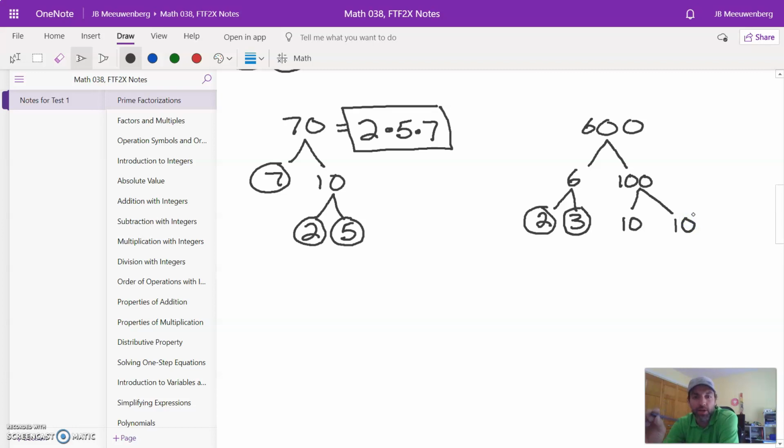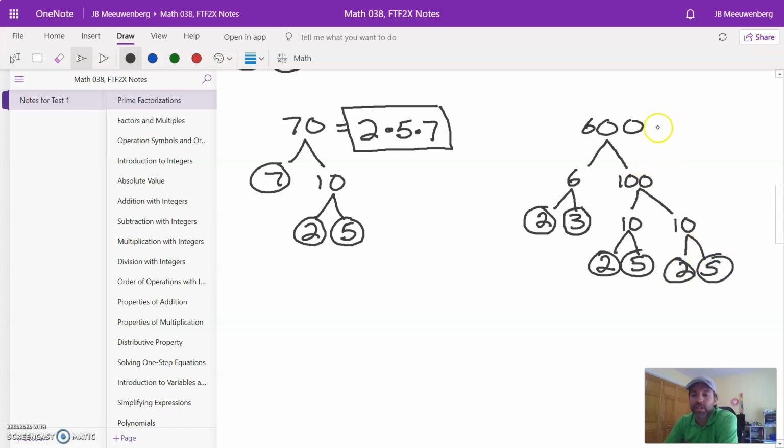Watch out on these for accidentally thinking addition. That's one of the biggest mistakes I see. You might be checking your work: why did I get the wrong answer? Sometimes I'll see like 50 and 50 there. So watch out. It's always multiplication. 10 can be factored, divided into 2 times 5. And then this one also is 2 times 5.